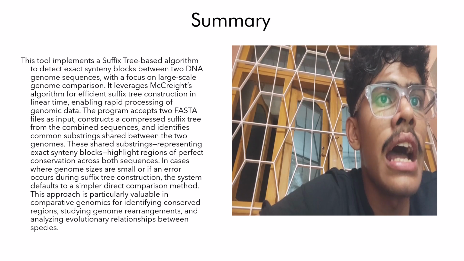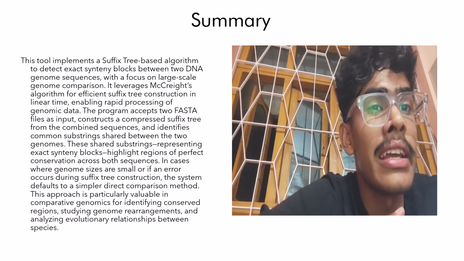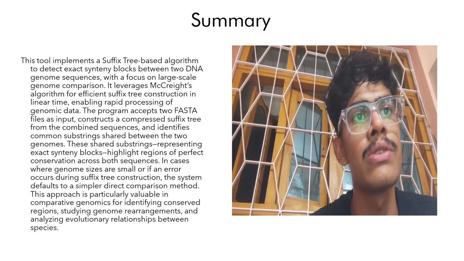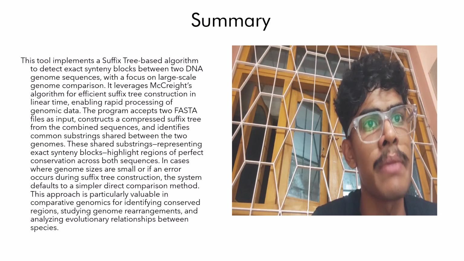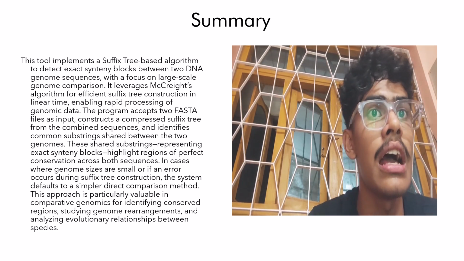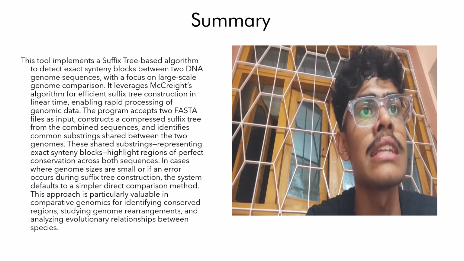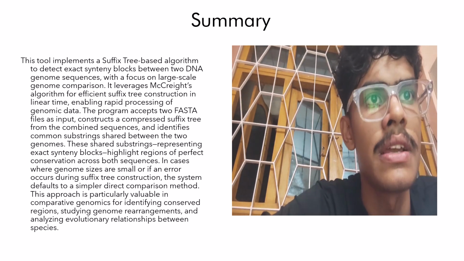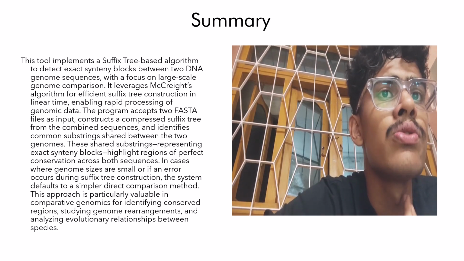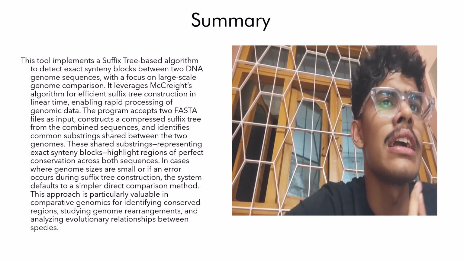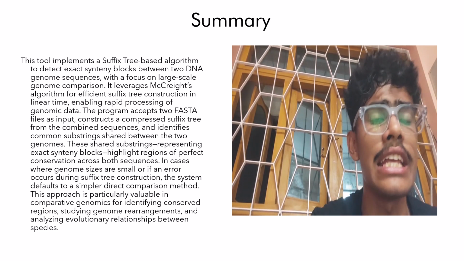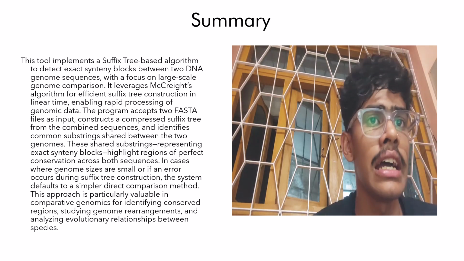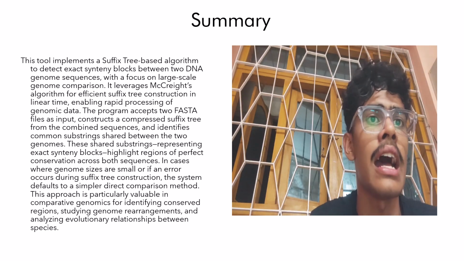For the inputs of two genomes, we take the information and a single suffix tree is built from them. Using the suffix tree, the common substrings shared by both genomes are found, and we highlight the perfectly conserved regions where there are no mismatches and gaps. Importantly, this tool is designed so that we can use it for a wider range of genomes, smaller ones or larger ones, and we can switch accordingly and implement direct comparison methods, unlike the conventional methods.